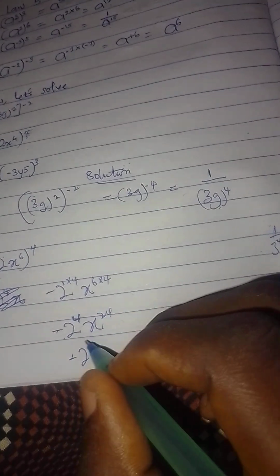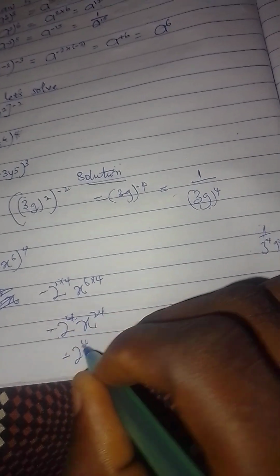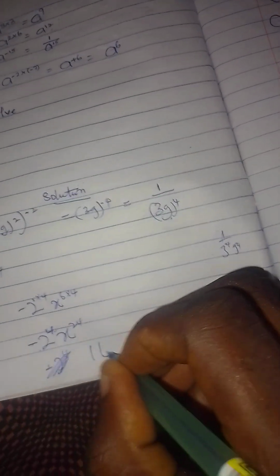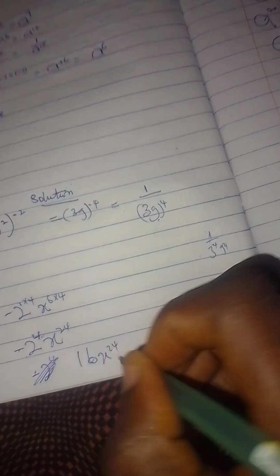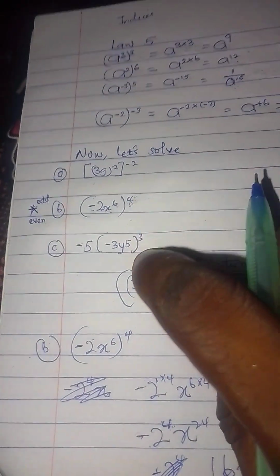Let's even expand it. That's the only way. 2 times 2, 4. 4 times 2, 8. 8 times 2, 16. So our final answer is 16 x raised to the power 24. For the sake of this video, I'll come back. I'll make another video to solve the last one.